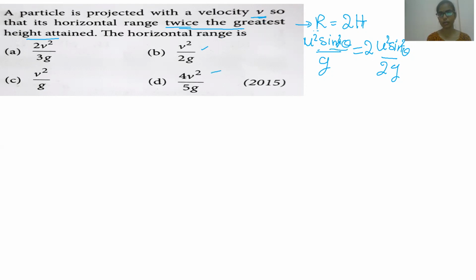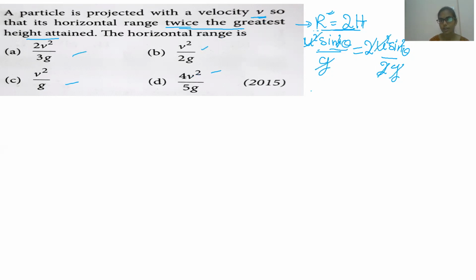So that means you need to find the theta using the given relation and substitute in the R formula. That means in terms of velocity, you need to find theta from this relation. Let us cancel. 2 and 2 are the same, cancel, g cancels, and u square is cancelled out.